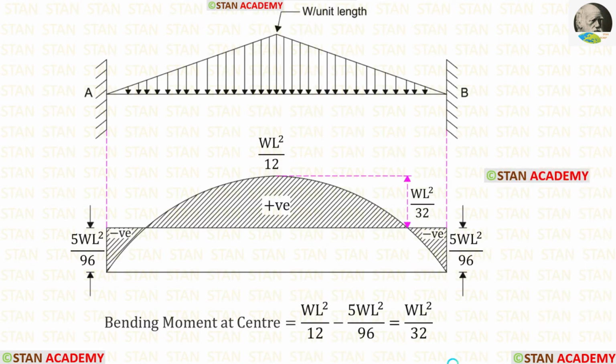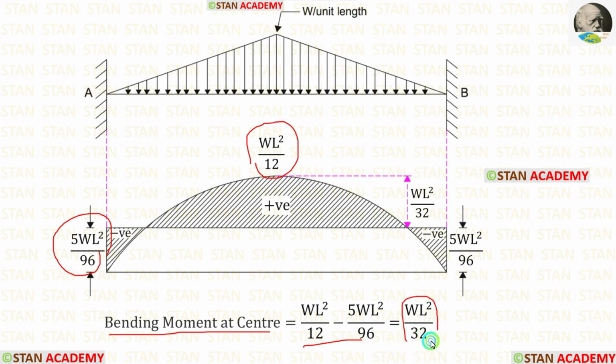Now let us make the bending moment diagram. For that we have to combine the free moment diagram and the fixed moment diagram. Let us calculate the bending moment in the center. For that we have to subtract 5WL square upon 96 by WL square upon 12. When we do that, we are getting WL square upon 32.